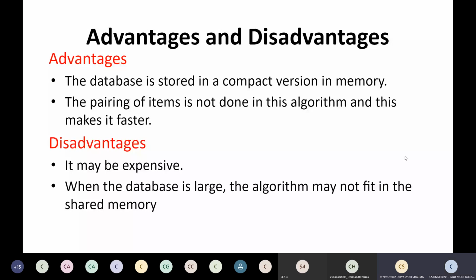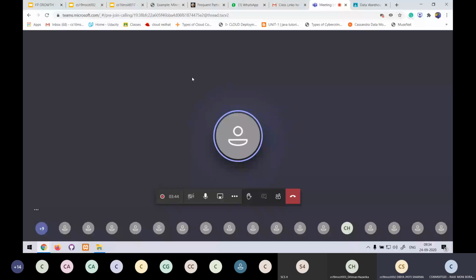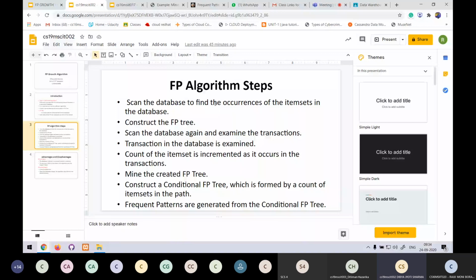Just hold this on. Divya, yes. Is my screen visible? Yes. Oh, okay. Okay, you can continue. Okay, go to FP algorithm step. The screen is not visible right now. Okay.